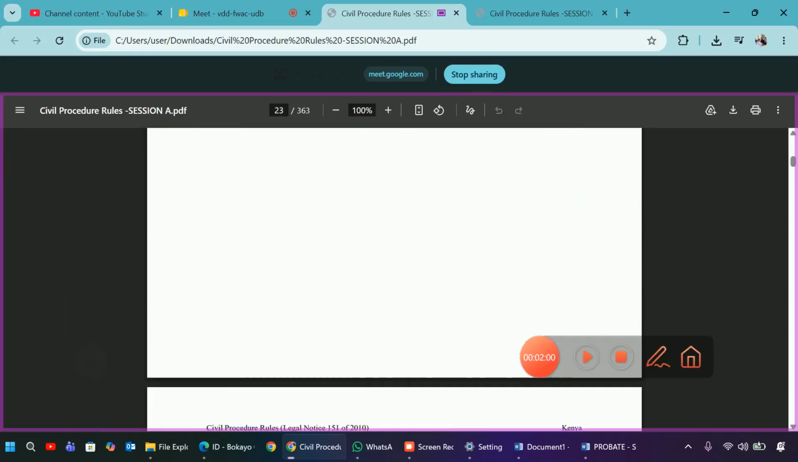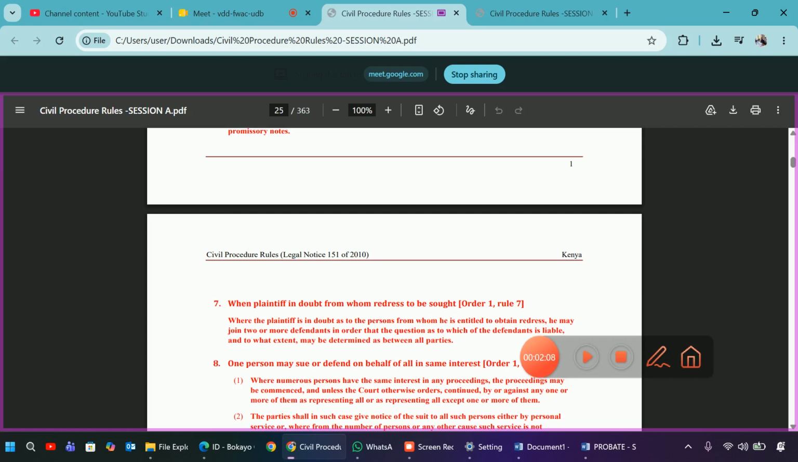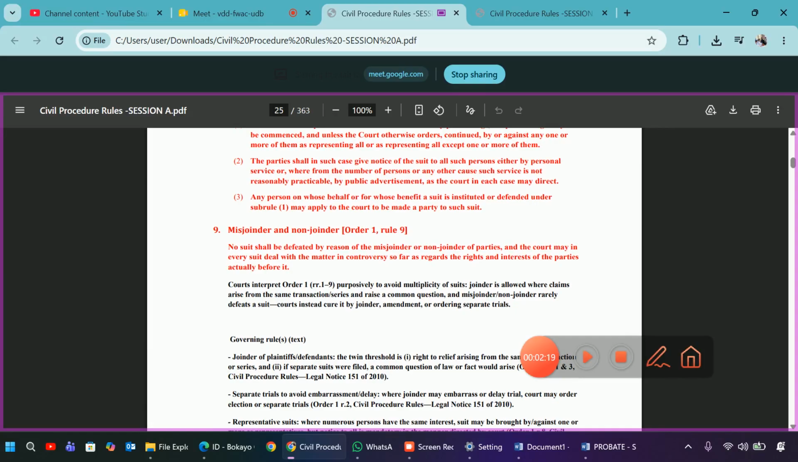So courts have decided to interpret Order 1 of the Civil Procedure Rules purposively to avoid multiplicity of suits. Joinder is allowed where claims arise from the same transaction or series and raise a common question, and misjoinder or non-joinder rarely defeats a suit. Courts instead cure it by joinder, amendment, or ordering separate trials. Those are the tools that the court can use to prevent a situation where a person is trying to defeat a suit merely by bringing misjoinder applications or misjoinder claims. So the court will cure it by joinder, seeking amendment, or ordering separate trials.